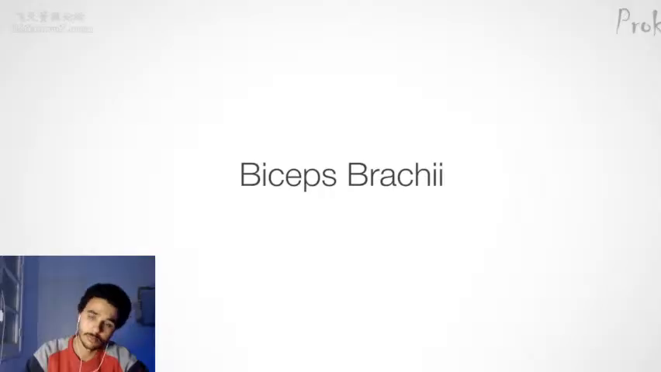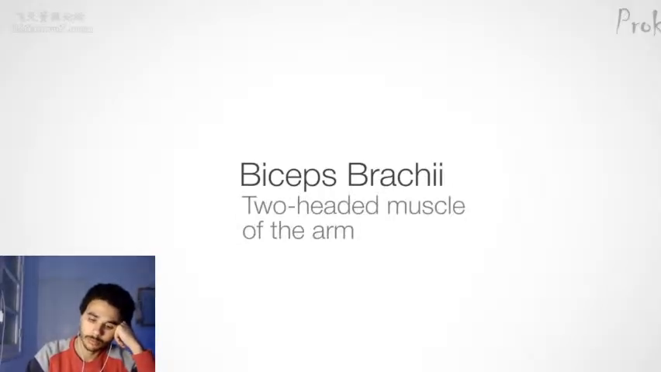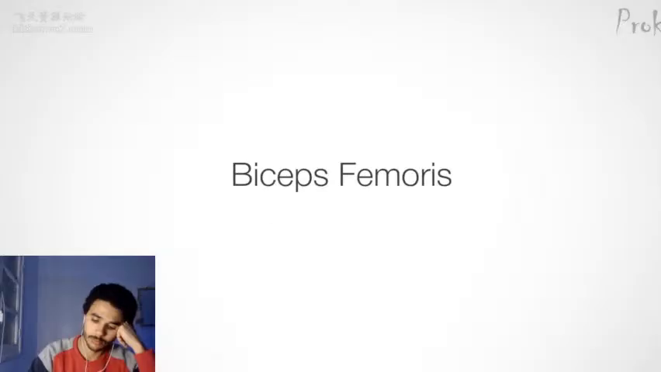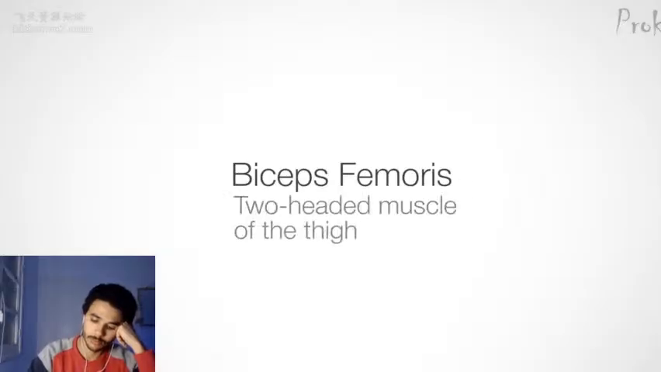So biceps brachii literally translates to two-headed muscle of the arm. That's an important distinction because there's another muscle called biceps femoris, which means two-headed muscle of the thigh. Pretty neat, huh?